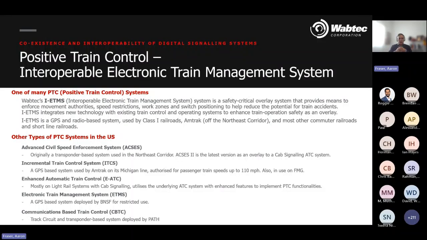Similarly, with the communications-based train control system that I mentioned there for the Port Authority Trans-Hudson between New York and New Jersey, well, that's a metro subway style system. So it's completely standalone. It's got its own rolling stock. It's got its own CBTC system that's equipped on all of that rolling stock. And quite frankly, there's no other trains that will ever run on that network, and those trains will never run outside of that network. So obviously, there's no interoperability required in that case.